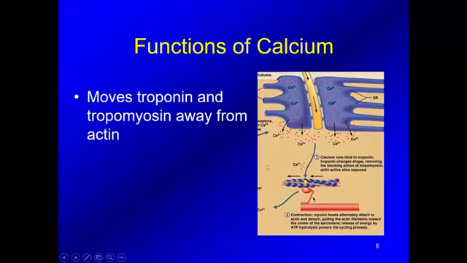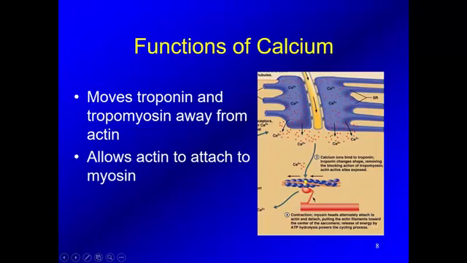So the calcium floods out now into the muscle fiber, and it goes and binds to troponin. Troponin changes shape, and it removes the blocking action of tropomyosin. Sometimes I abbreviate troponin and tropomyosin as T and T. So calcium moves the TNT away from the actin, and that allows the actin to bind the myosin. All these steps have to happen before you can get a muscle contraction.